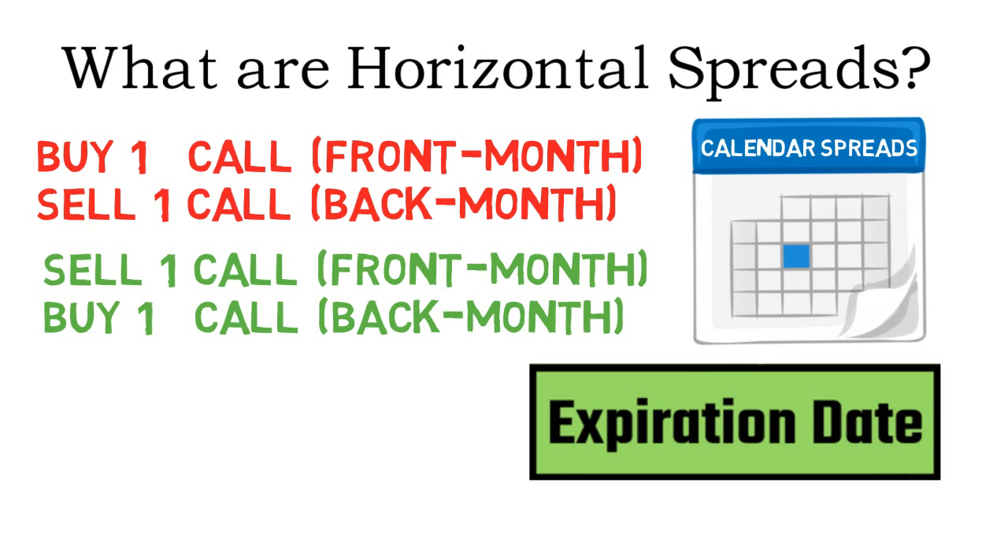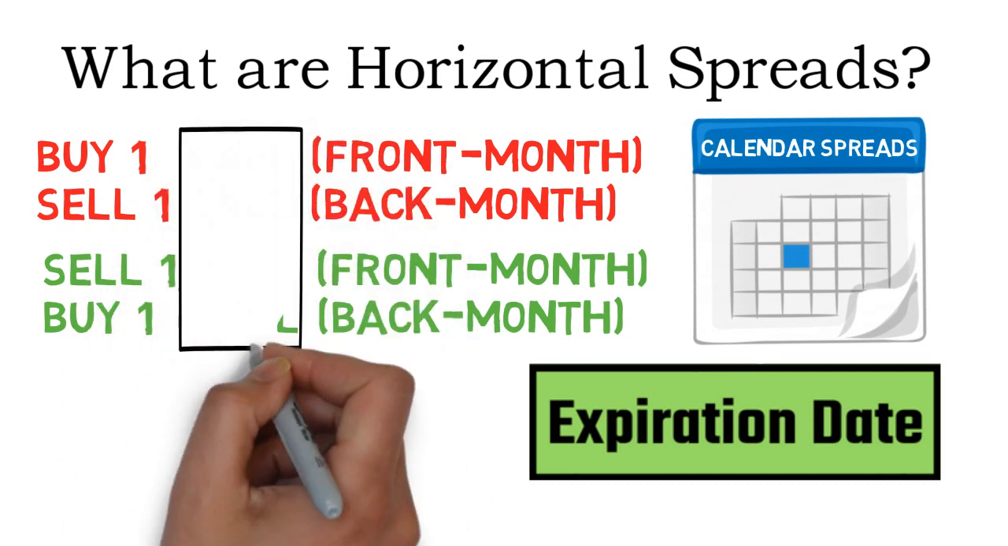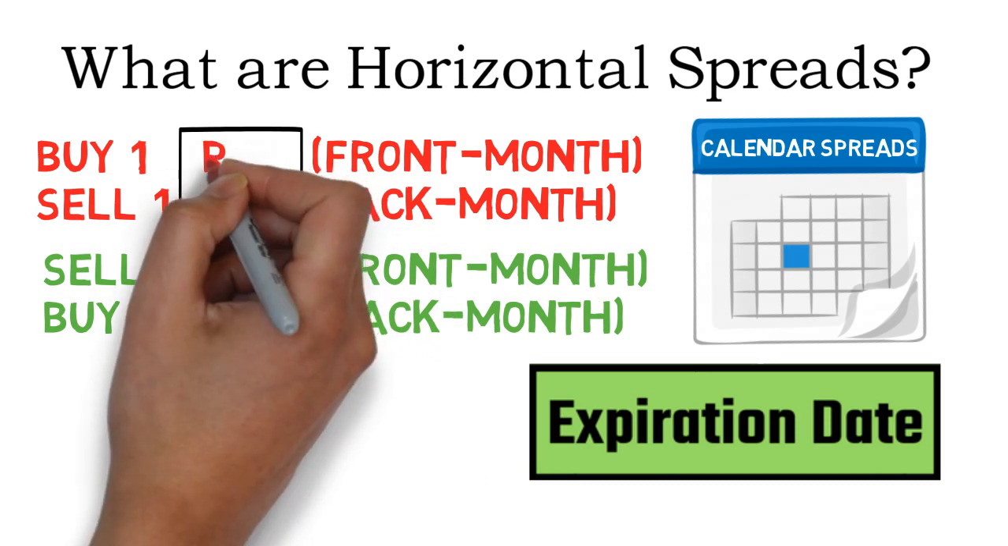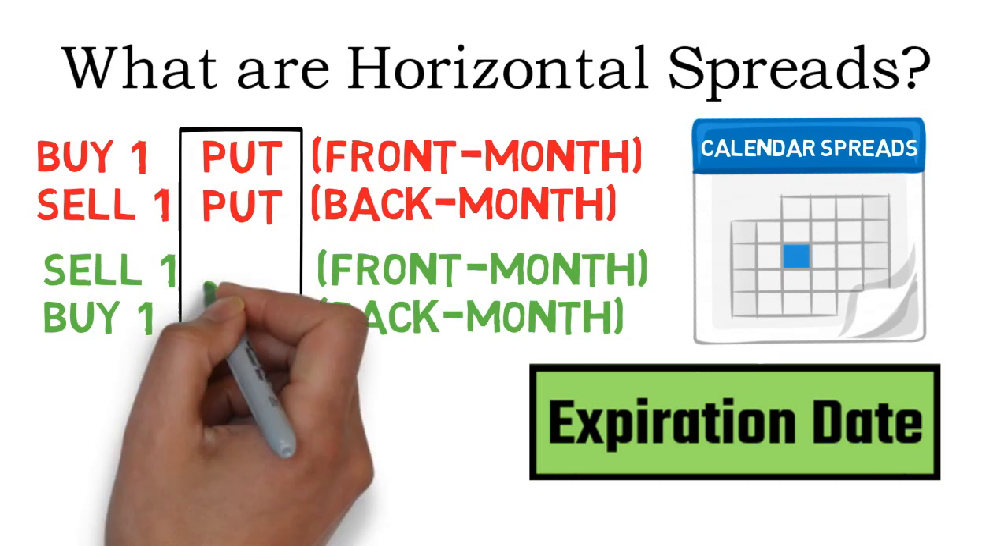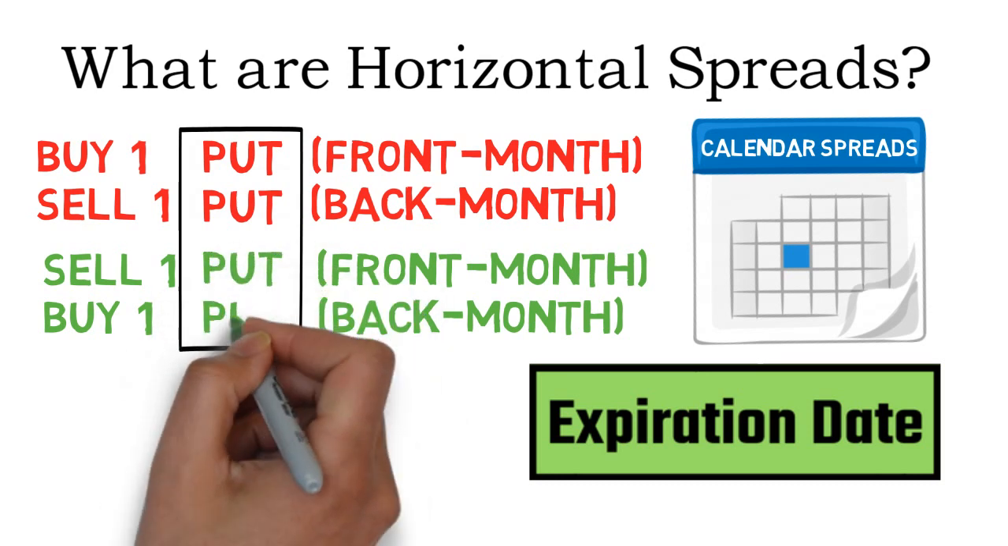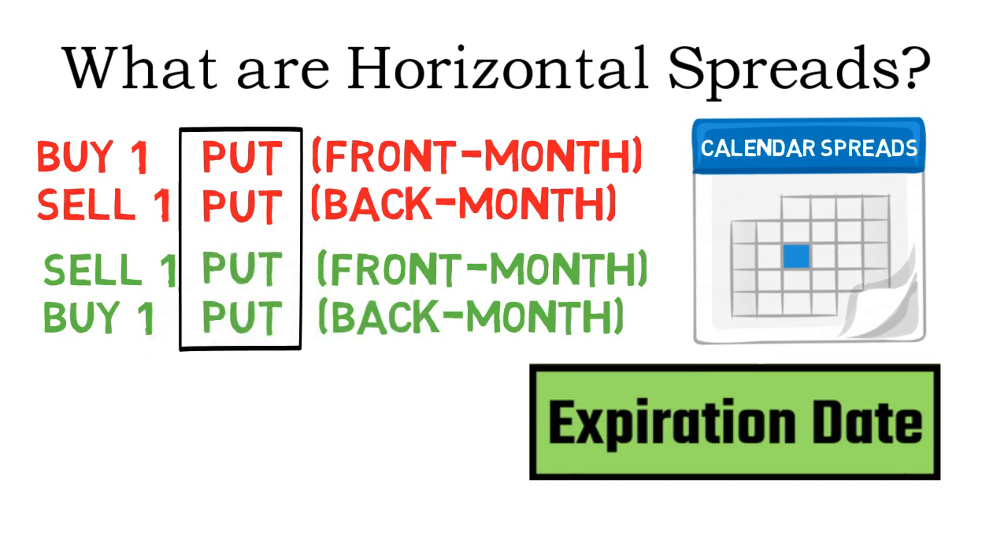These 2 calendar spreads can also be created with put options, so all you have to do is exchange the word call with put. So instead of buying a call option in the front month and selling one in the back month, you buy a put option and sell a put option. I don't think I have to go over them in detail.